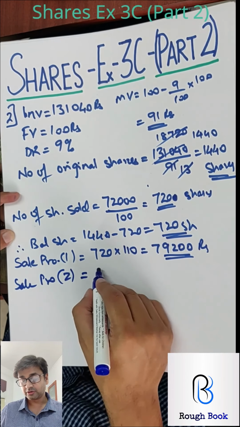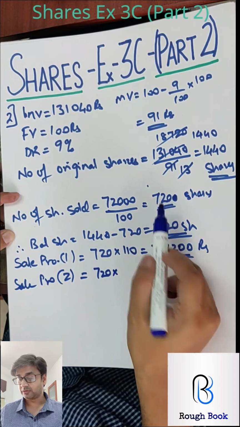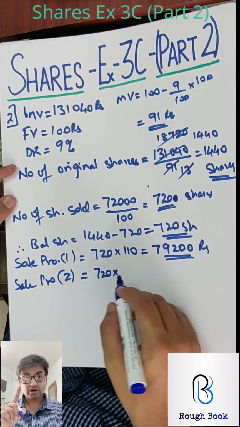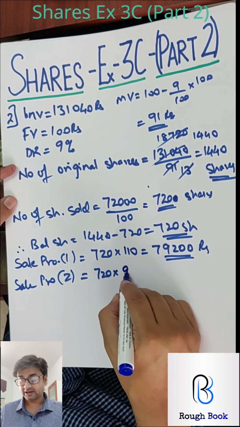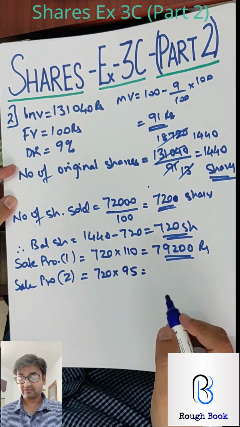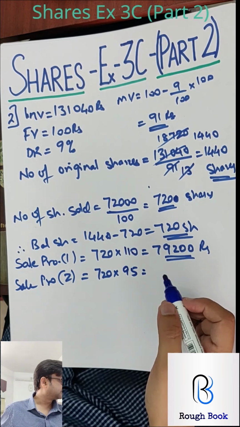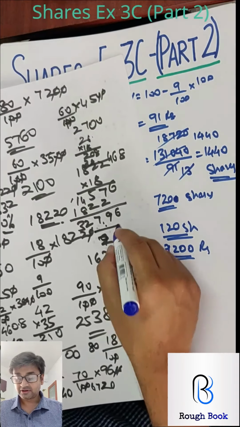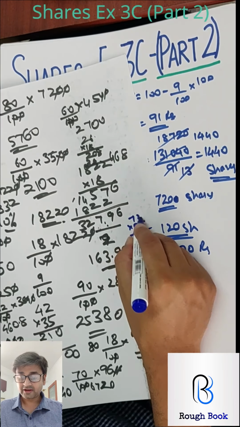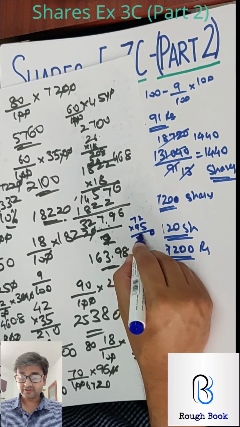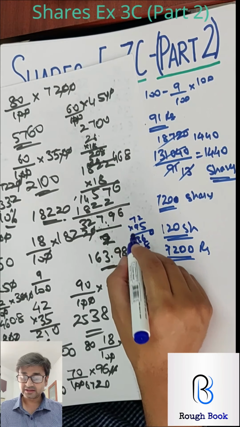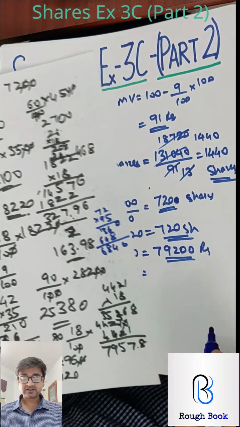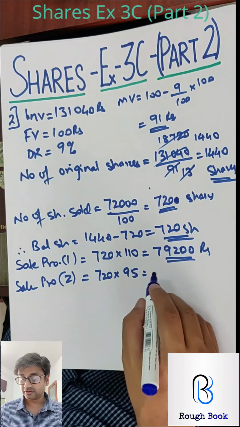And sale proceeds 2 will be the remaining shares, that is another 720 shares, and these shares have been sold at a discount of 5%. So 100 minus 5%, that will be 95. So we'll have to calculate 720 into 95. Let's take a rough sheet and calculate that quickly. 72 into 95: 5 2s are 10, 35, 36. 9 2s are 18, 63, 64. So 6840 is what I get, so 68,400 rupees.